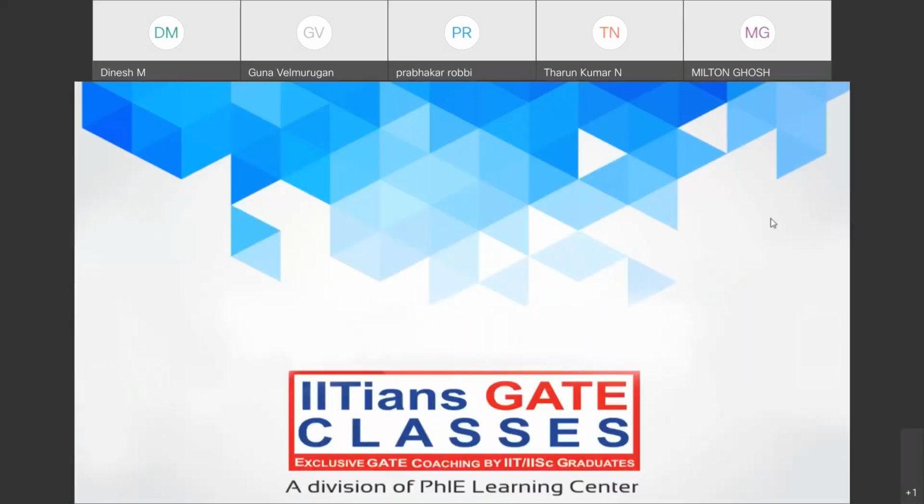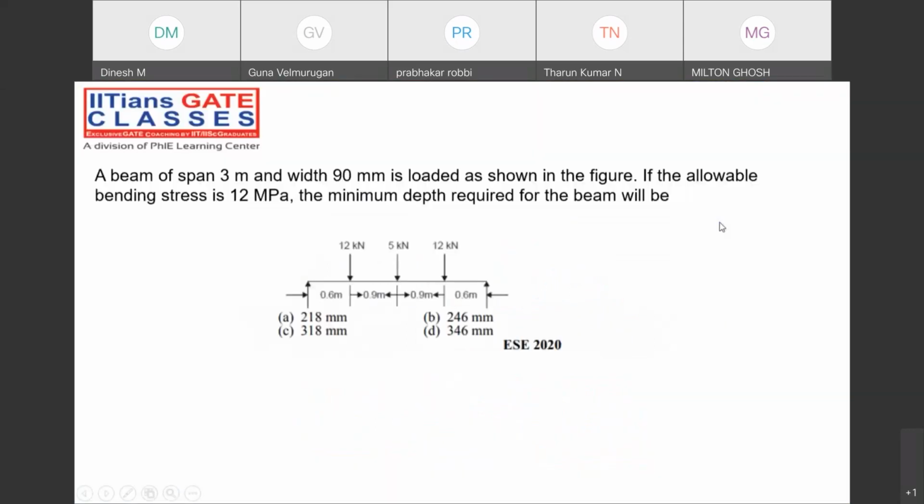So we were discussing bending stress in the last chapter, right? So we will solve one more problem in that category. Now, try to see this question. A beam of span 3 meter and width 90 mm is loaded as shown in the figure. If the allowable bending stress is 12 megapascal, calculate the minimum depth that is required for the beam.